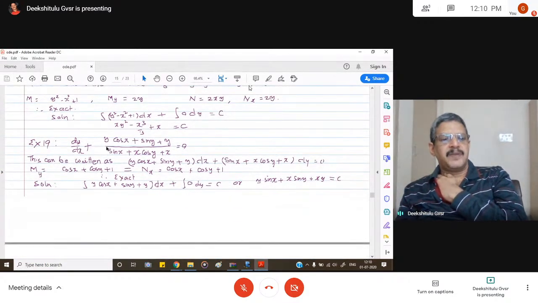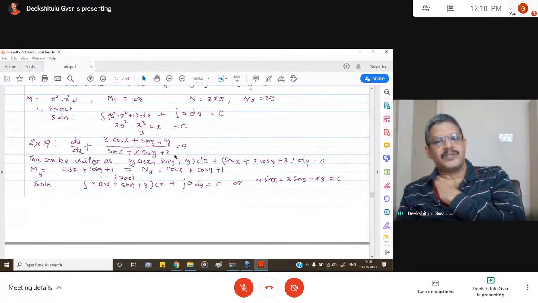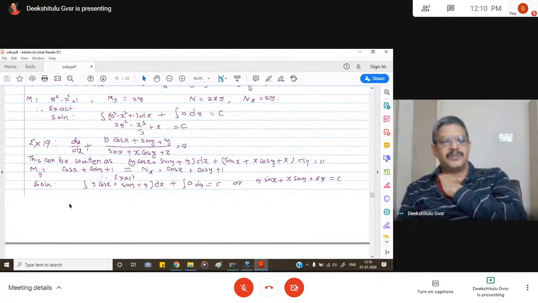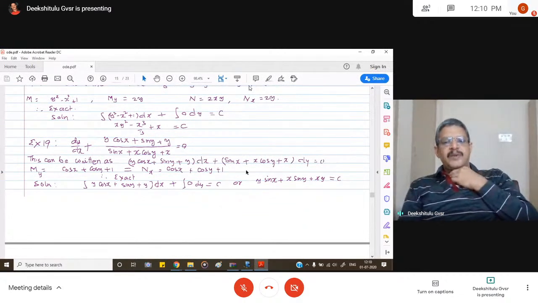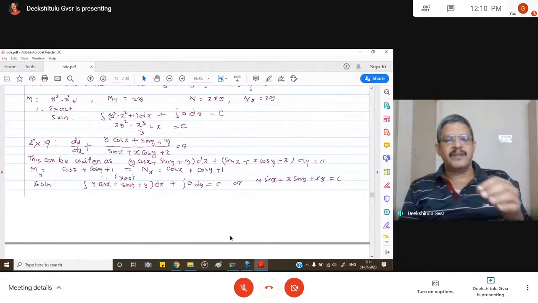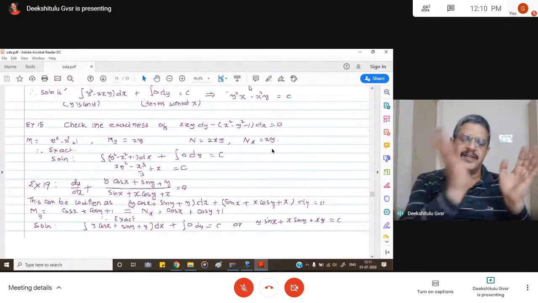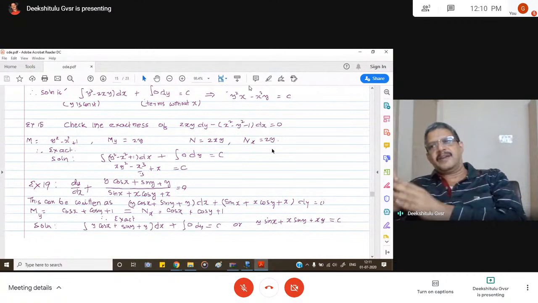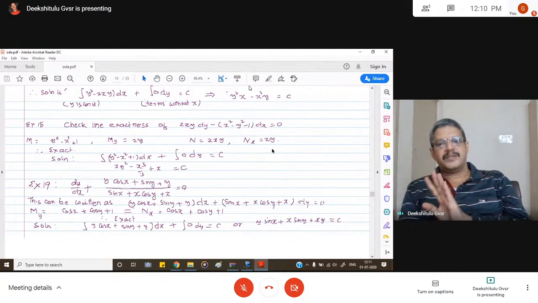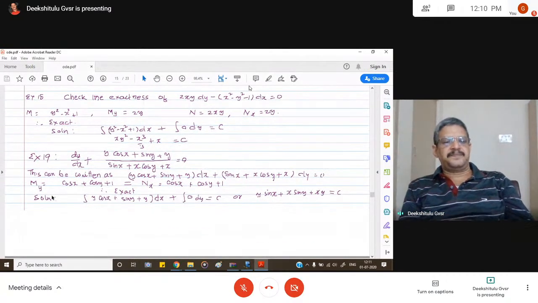So dy by dx plus y cos x plus sin y plus y by sin x plus x cos y plus x is (y cos x plus sin y plus y) dx plus (sin x plus x cos y plus x) dy is equal to 0. So M is this one, N is this one. So whenever given problems like this, first write the dx term first and then the dy term, then you will not commit a mistake. This order should be maintained.